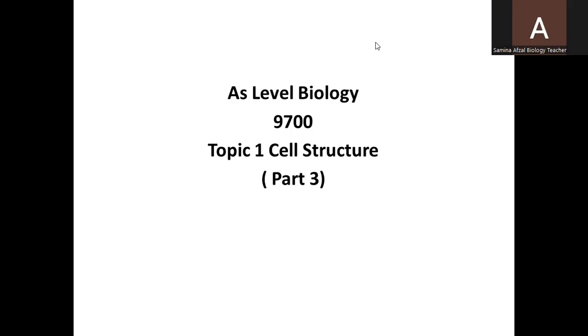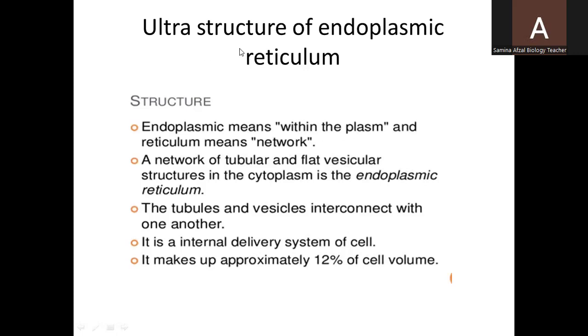AS level biology 9700, topic 1, cell structure. Students, I have already discussed part 1 and part 2 of this topic. Today we are going to discuss part 3, in which we will discuss the ultrastructure of endoplasmic reticulum, because previously in the second video I had discussed the ultrastructure of an animal and plant cell. Now the different organelles of the cell will be discussed in this part.